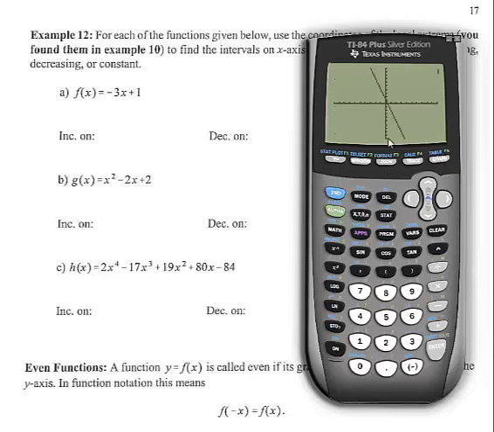Okay, and so we graphed negative 3x plus 1. And you can see that from left to right, we are going down. We are decreasing. And it's a straight line. This is a linear function. So this one exhibits the same behavior throughout the entire x-axis. So for increasing, we would write DNE. For decreasing, we would say from negative infinity to positive infinity.